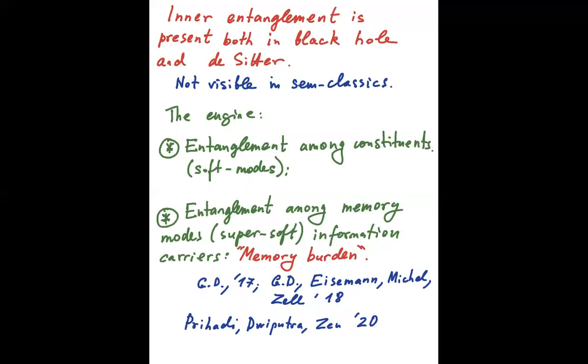Okay. It has two engines. I don't have time to discuss those. If there are questions, I'll be happy to explain. But there are two components. There is an entanglement coming from the constituents of soft modes that compose the black hole, and also from the entanglement of what we call memory modes. These are the super soft modes that carry black hole entropy. And so there is this effect, which is very interesting. Unfortunately, I don't have time to discuss it. We call it memory burden, which is also contributing to the self-entanglement.